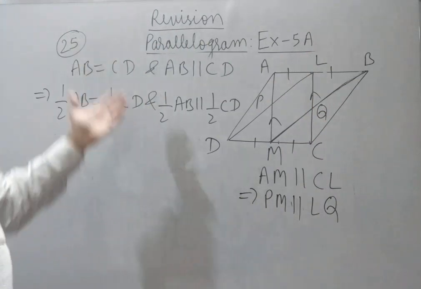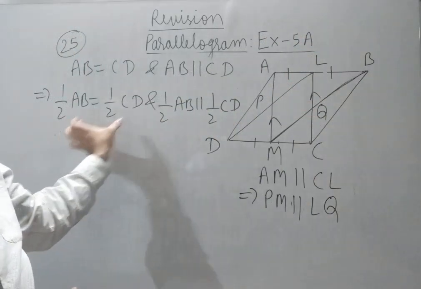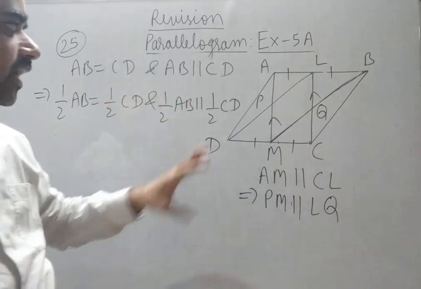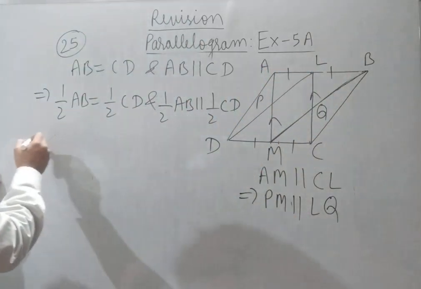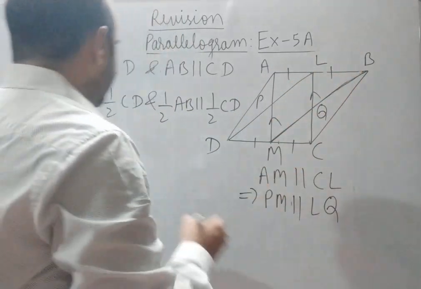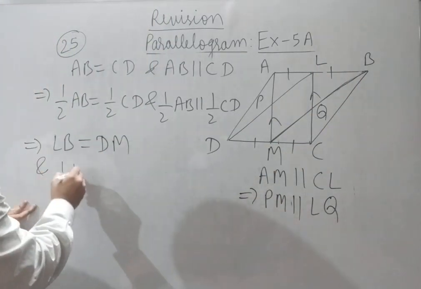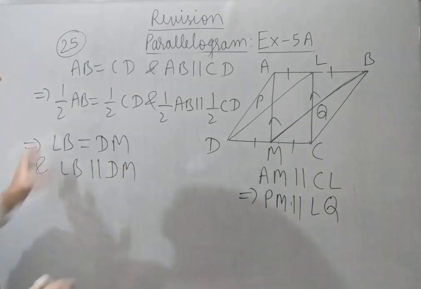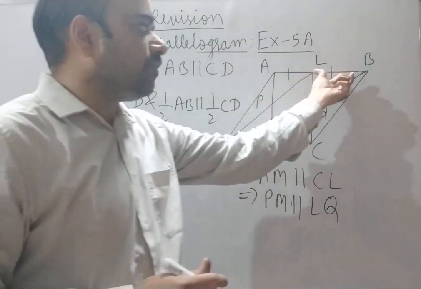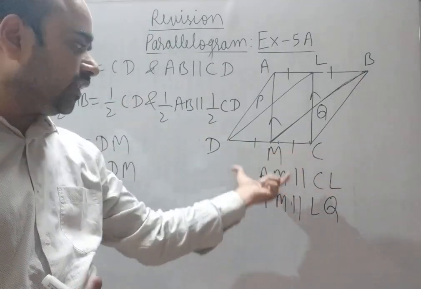Now for the second part, we will proceed in the same manner again. ABCD is a parallelogram. AB is equal to CD. AB is parallel to CD. Therefore, their halves will be parallel and equal. But this time, half AB will be taken as LB and half CD will be taken as DM. Correct? Clear? Same equation, but half AB can be taken as AL or LB. In the first part we have taken AL, in the second part we are taking LB. In the first part half CD was taken as CM, but here we are taking DM.